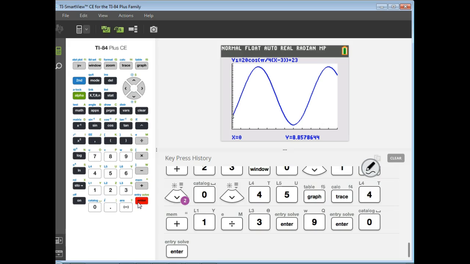So if you'd like to rewrite your function so that it is not phase shifted, you have more information now where you could figure that out. Or not. Let's move on to the next question.